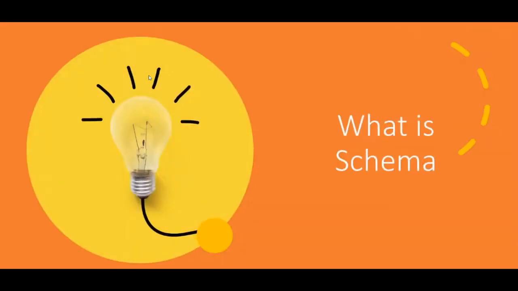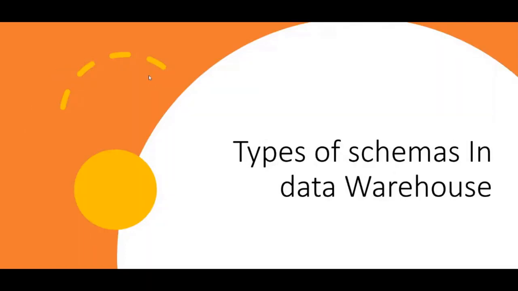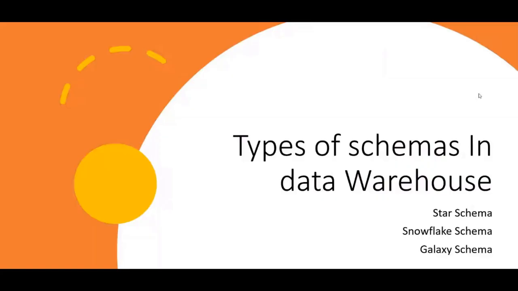So what is a schema? Anything that is arranged and structured in any form or shape is a schema. Simply, this is the simplest definition of a schema. Types of schema in a data warehouse: star schema, snowflake schema, and galaxy schema.